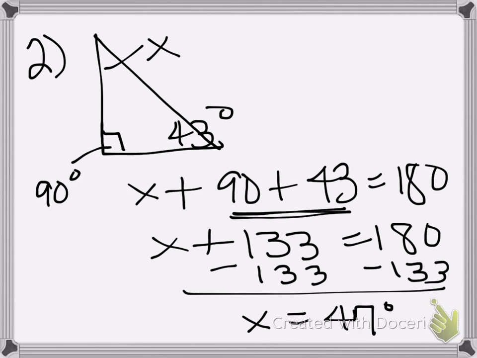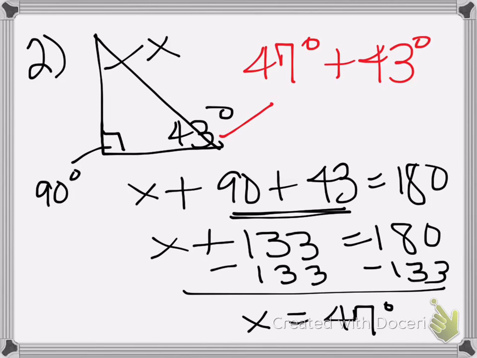So x equals 47 degrees. I want you to also notice that the 47 plus the 43 equals 90. And if you'll remember from our lesson on angles, 2 angles that add together to equal 90 are called complementary, because the C is what makes the 9.